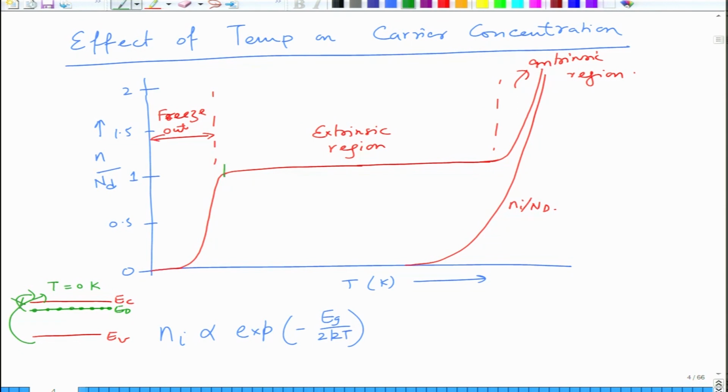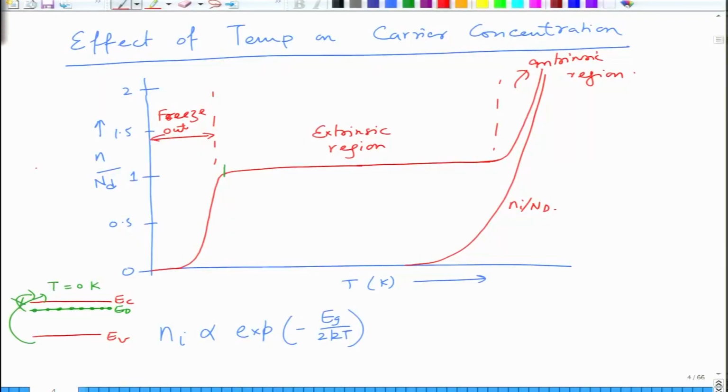So this is when you reach the boundary of the extrinsic region, when N becomes equal to Nd, which means all the electrons which you have in the conduction band are because of donor impurities, or in the p type semiconductor, it will be equal to the acceptor impurity concentration. So for p type, instead of Ed you will have Ea.